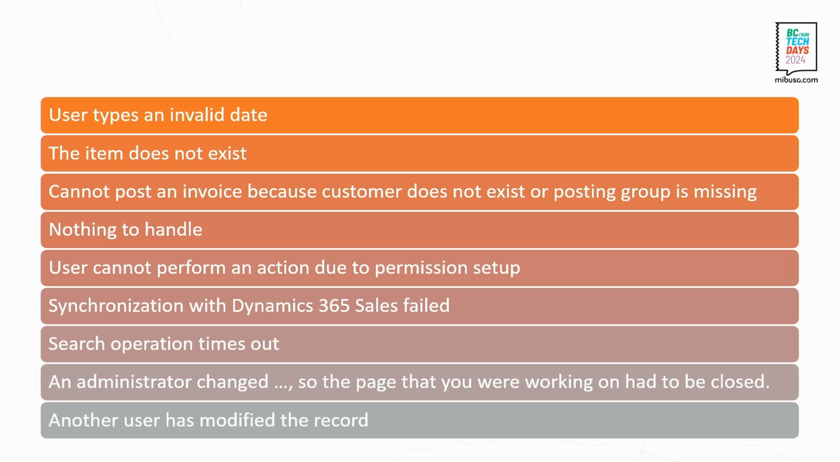And then you have a group of data-dependent errors. And then all the way at the bottom, you start having the more fluffy one. Another user has modified the record. I guess that's in the bad luck category. And the synchronization, you can argue whether that is bad luck or just poor setup.